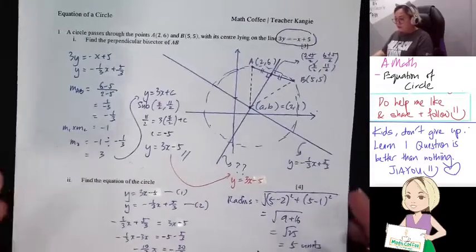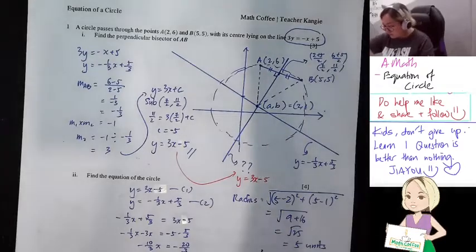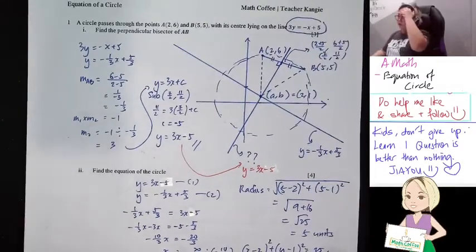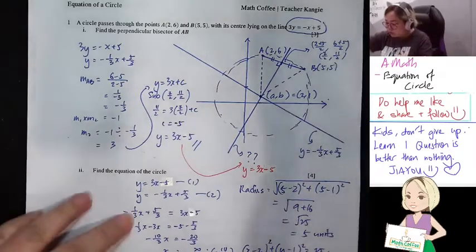What syllabus is this? We are doing O-level AMath, equation of circle. Yes, Sec 3. Most of the time they learn equation of circle in Sec 3. Sec 3 AMath, this is additional mathematics. Okay, so let's move on to question number 2.